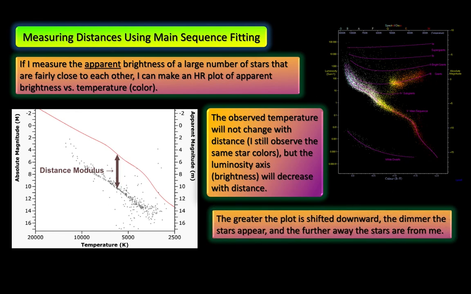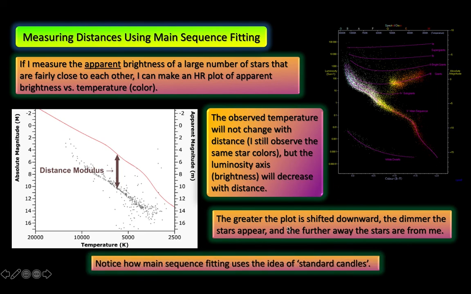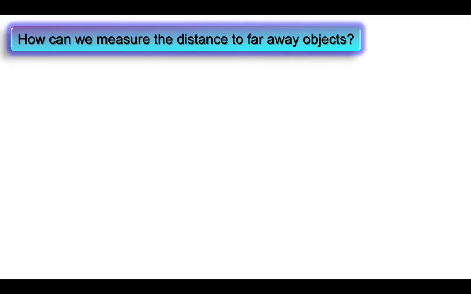The dimmer those stars appear to me, the further away those stars are. Now, notice how main sequence fitting uses the idea of standard candles. Again, I know how bright those stars should be because I have the HR diagram. I could record their color, know something about their temperature and their size. And if I know how bright they should be, and then I look at how bright they appear, I could turn that into a way to measure distance.